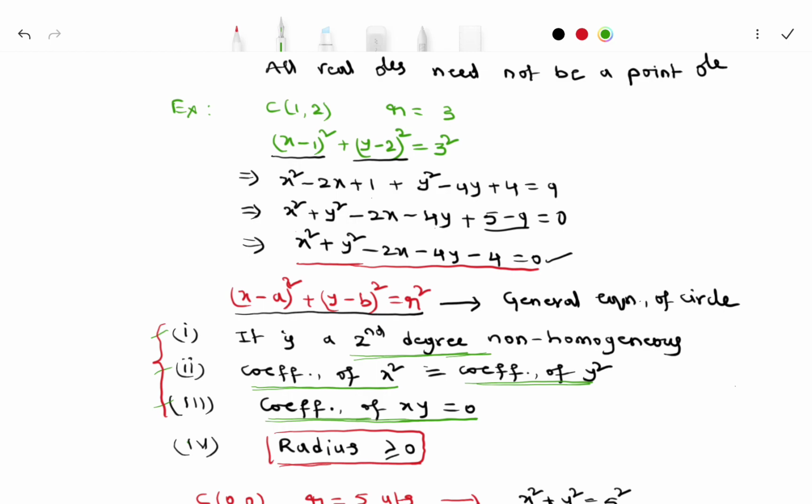Next, from the general equation of the circle, we can observe some conclusions. What is the first conclusion? It is a second degree non-homogeneous equation.